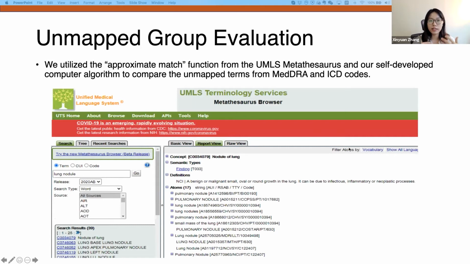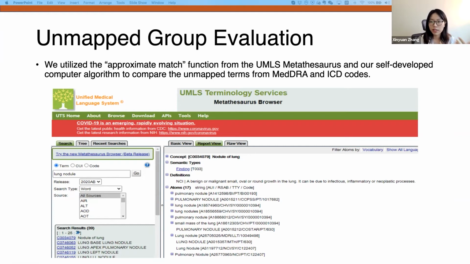And we also did the evaluation for the unmapped group because we wanted to explore the reasons that about 70% remains unmapped, and if there's any further mapping that we can discover. So we utilized the approximate match function from the UMLS methodology first, as you can see in this screenshot. We can choose which term we want to find, which version, and also the relationship of the term for which we use approximate match.